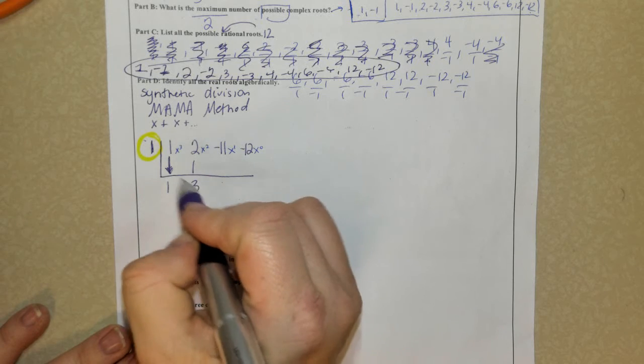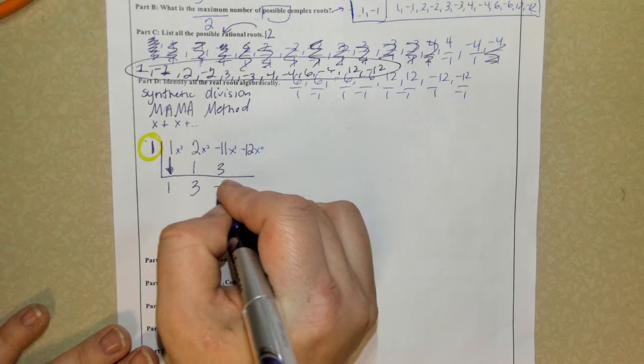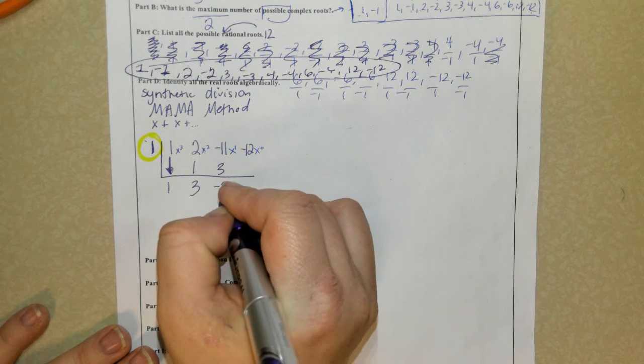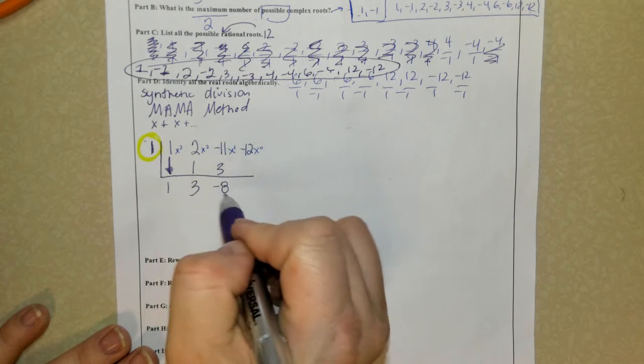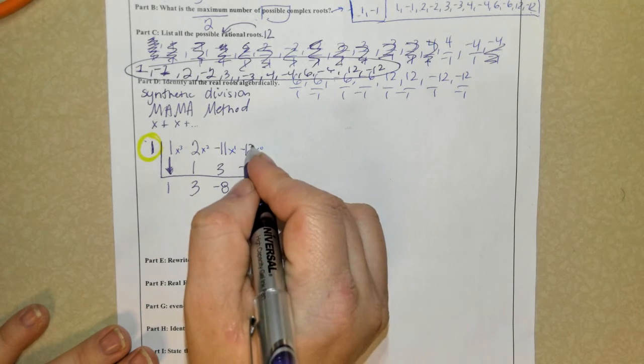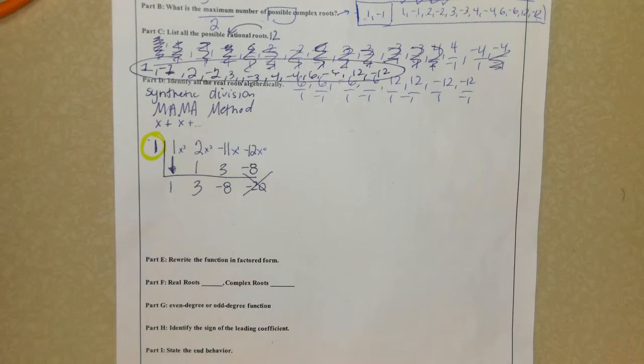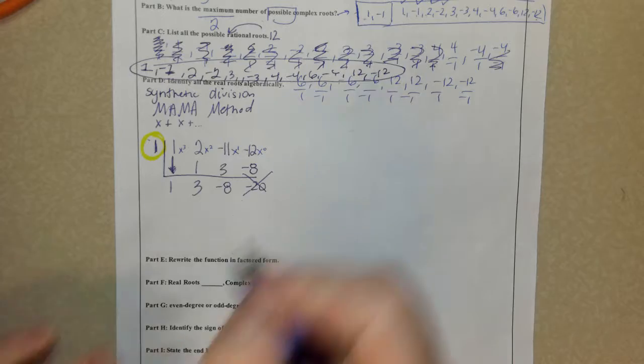3 times 1 is 3. Add straight down to get negative 8. Back to multiplying. Negative 8 times 1 is negative 8. And we always finish with adding, which is negative 20. If this number is not 0, that means 1 is not an answer. That's not an answer that works.